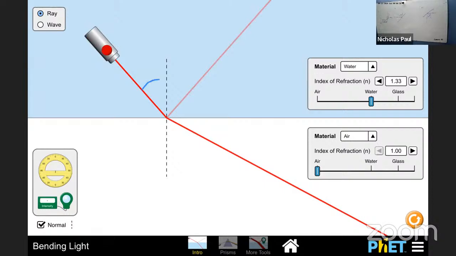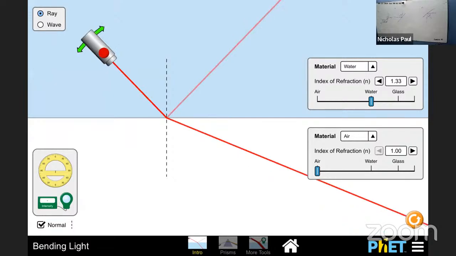I'll explain what is happening in a little while. See right here? This is I and this is R. So you're going from water to air, so the ray is speeding up, and now you will see that I is smaller than R. It's going the other way around now, from water to air, and the angle R became larger. But let's first talk about the phenomenon that happened a little while ago.